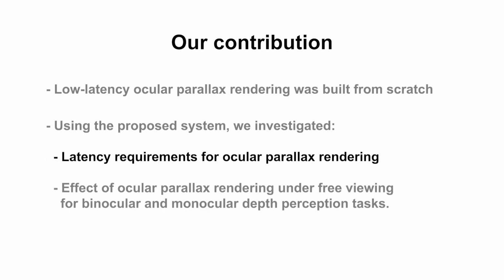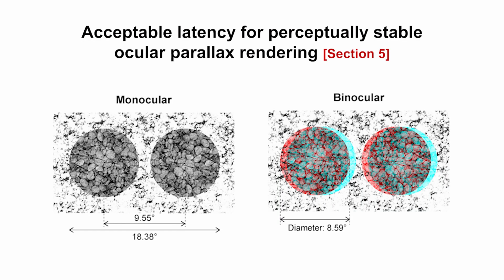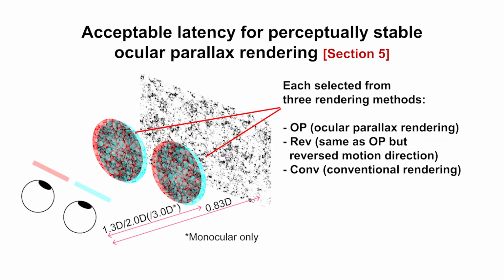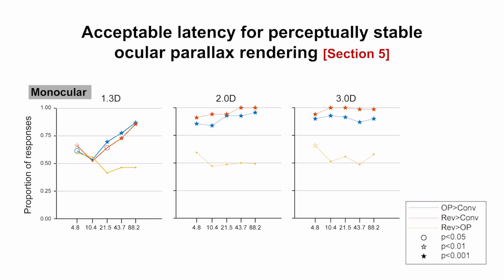Then, using the proposed low-latency system, we evaluated the latency requirements for ocular parallax rendering to achieve perceptually stable virtual scene rendering. The acceptable latency of perceptually stable ocular parallax rendering was evaluated under monocular and binocular vision. Here are the result graphs of acceptable latency.